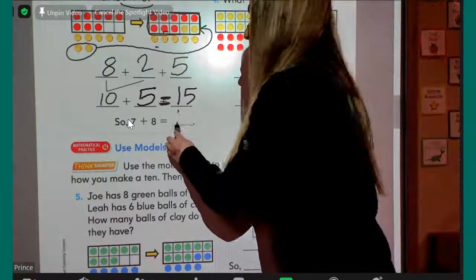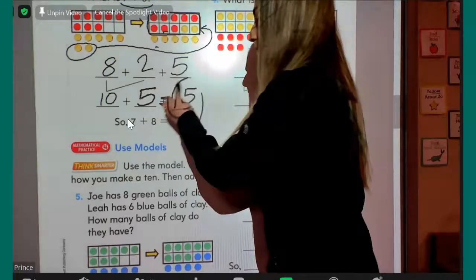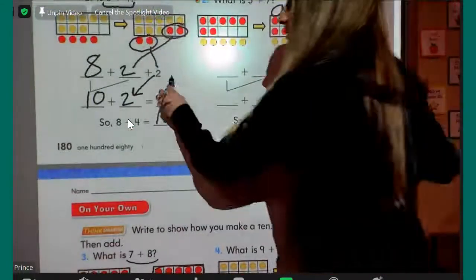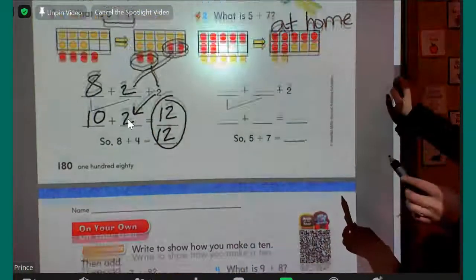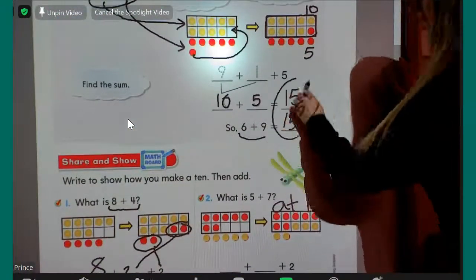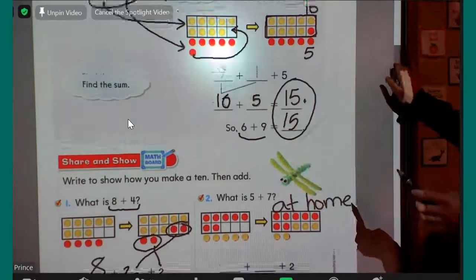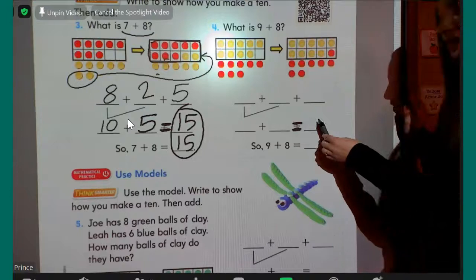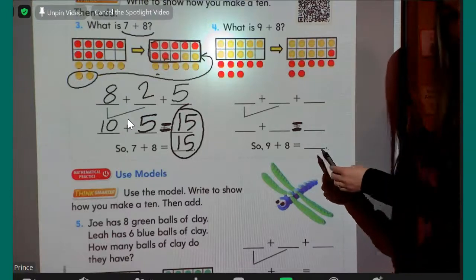15. 15. Remember, these numbers are always going to match, and I can show you that by looking up here. Always going to match. They're not trying to trick you. Always going to match. Oh, look, it's the same thing, 15. So, whatever answer we get here, we're also going to get right here.